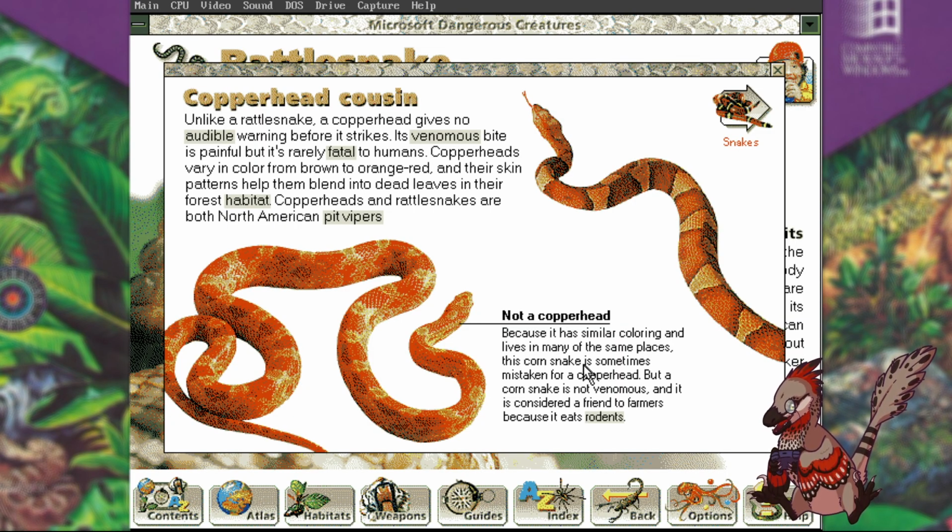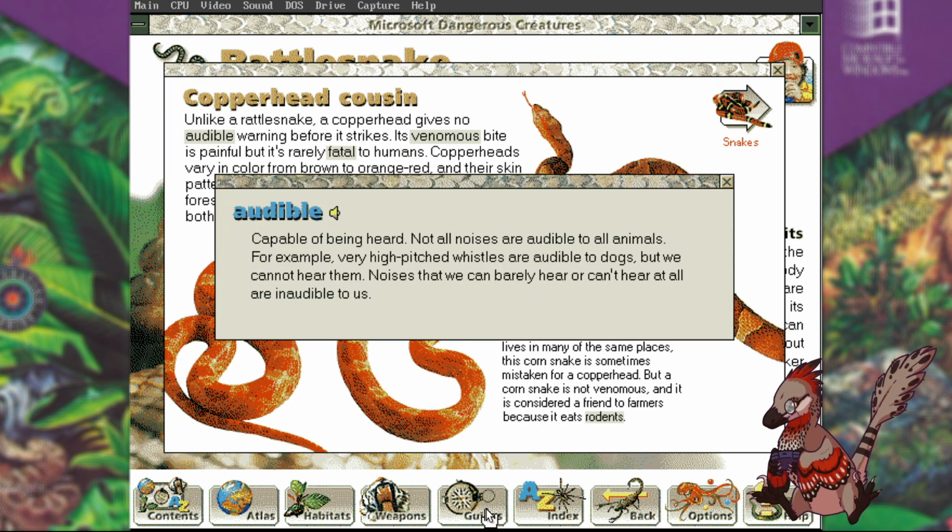Yeah, so as I expected, as I said earlier, they are both vipers. There's a lot of words here that they assume we might not know, so let's see what it tells us about them. Audible. Capable of being heard. Not all noises are audible to all animals. For example, very high-pitched whistles are audible to dogs, but we cannot hear them. Noises that we can barely hear or can't hear at all are inaudible to us.